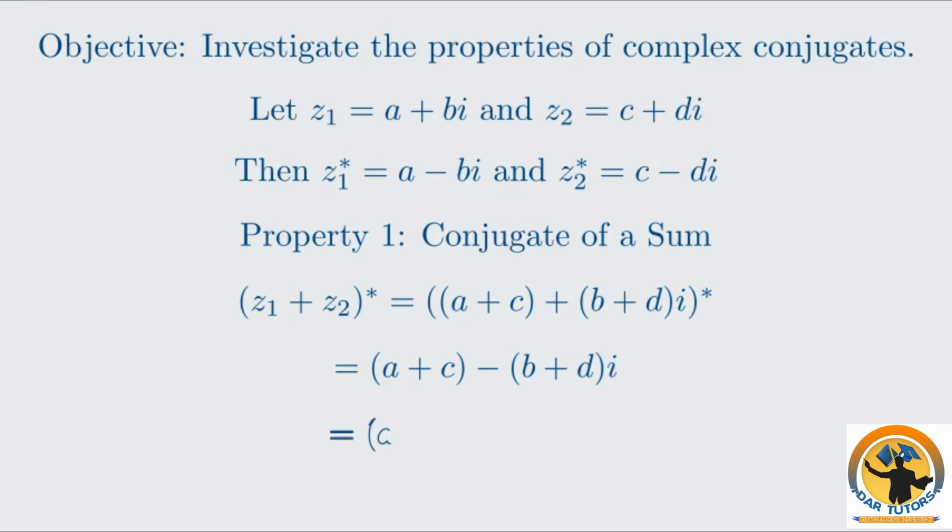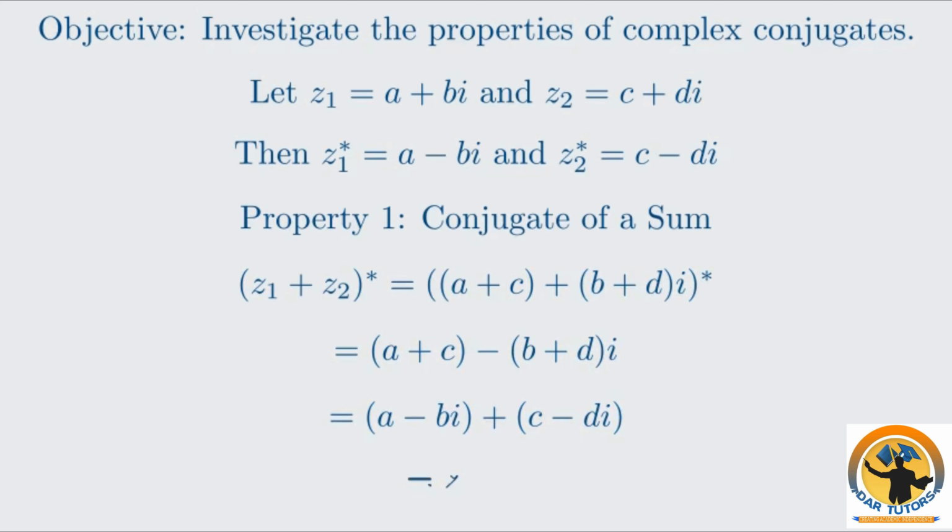We can rearrange this as a minus bi plus c minus di, which is z1 star plus z2 star. So, the conjugate of a sum is the sum of the conjugates. Next, let's look at the conjugate of a product.